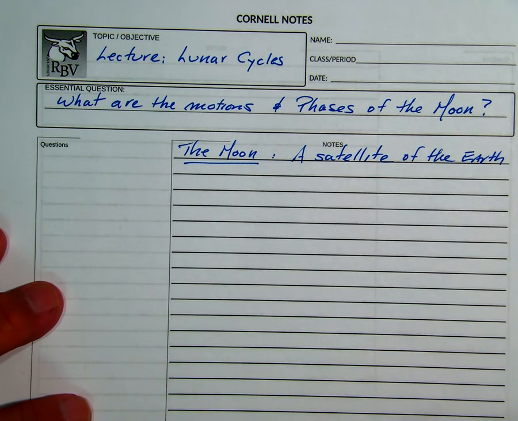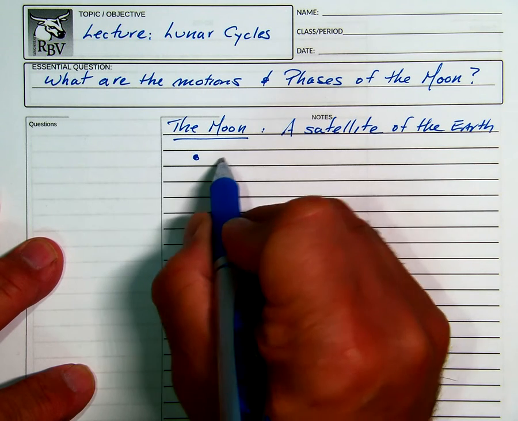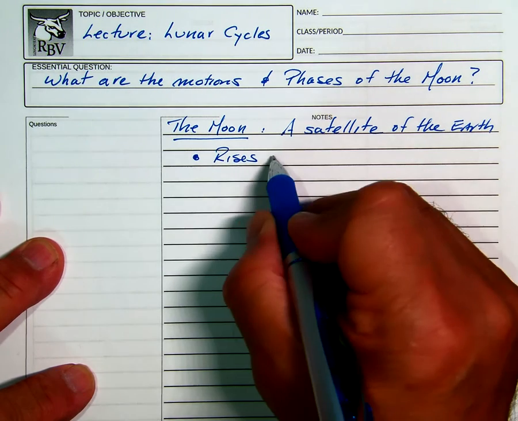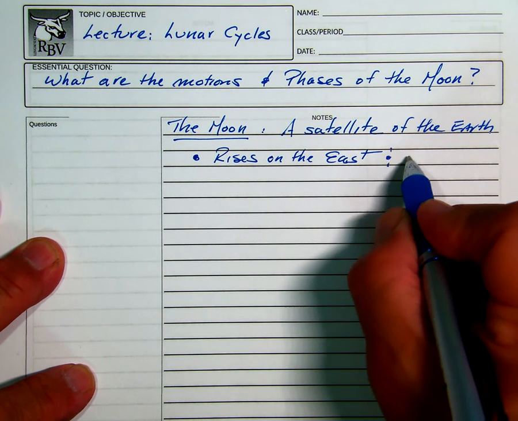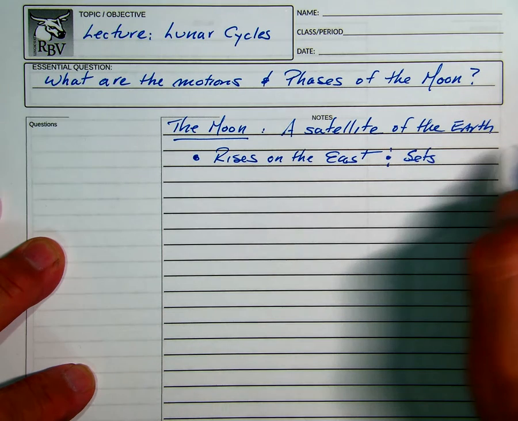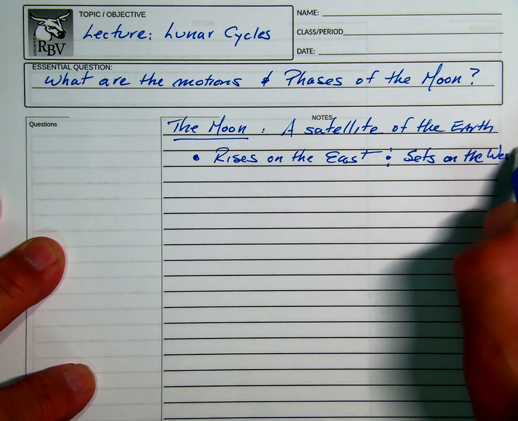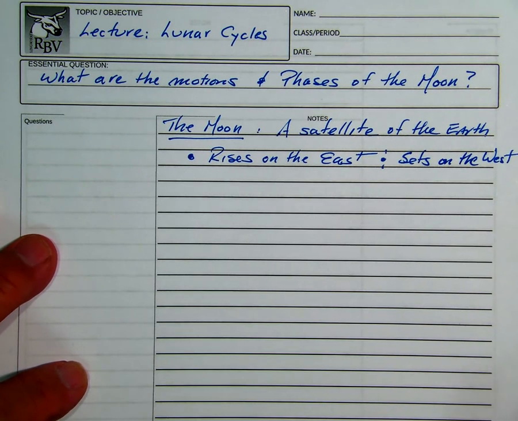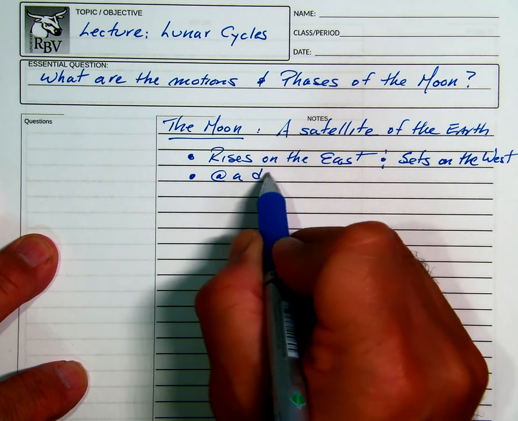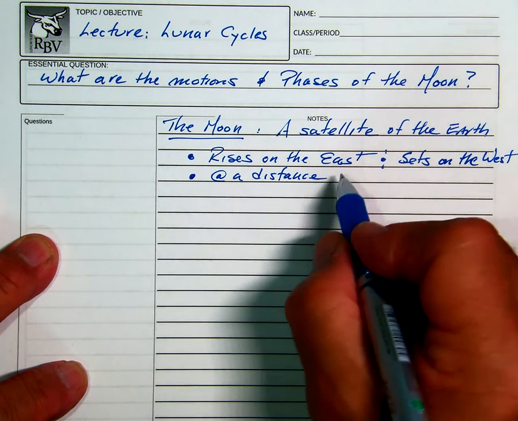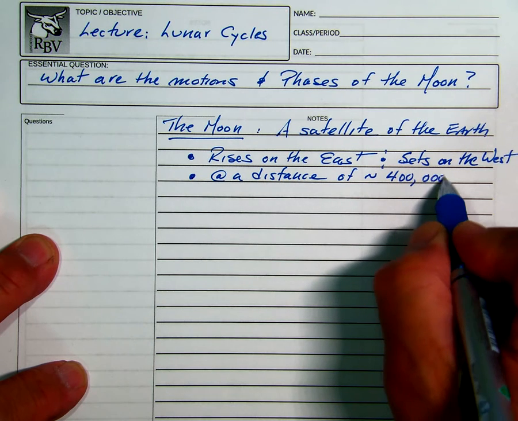Let's talk about some common things associated with the moon. First of all, it rises in the east and sets in the west, pretty standard celestial movement. It is at a distance of approximately 400,000 kilometers.